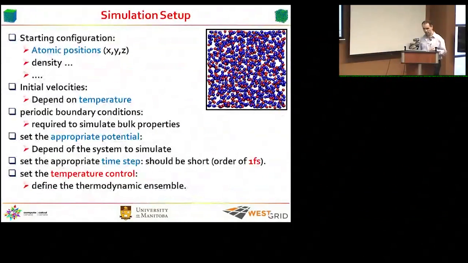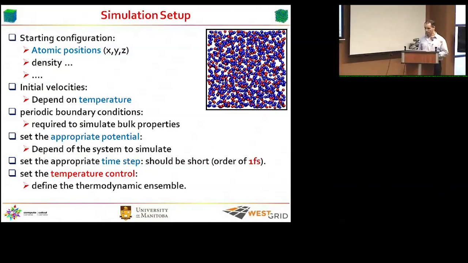So this slide is similar to the previous one, but there is another way to look at things. We start, we need an initial configuration. Like in this figure, we have a configuration of amorphous silica. So we need basically the atomic positions, X, Y, and Z. We need the density and the box length and so on. There are other parameters, of course.